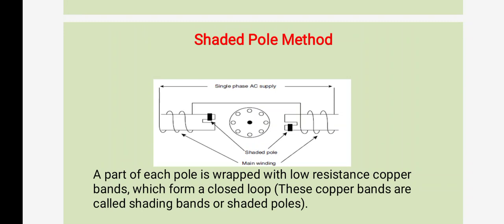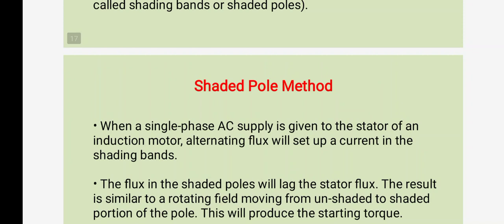Then shaded pole. The next method is called the shaded pole method. A part of each pole is wrapped with a low resistance copper band which forms a closed loop. These copper bands are called shading bands or shaded poles. You can see here a small black ring connected in the main winding, that is generally called the shaded pole method. So what is the shaded pole?